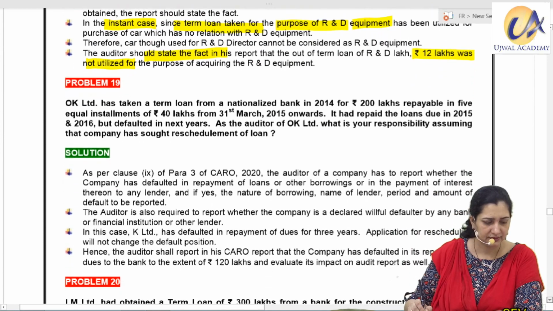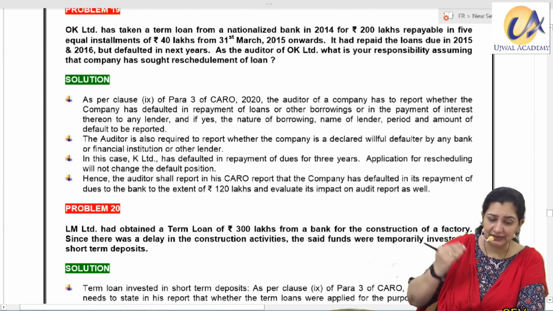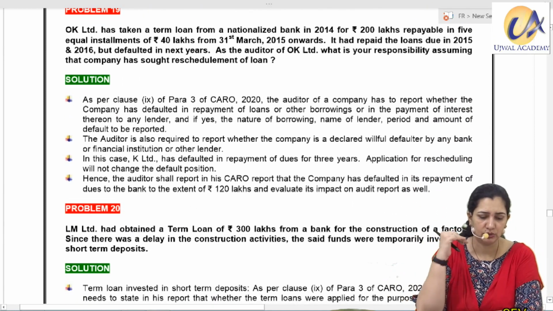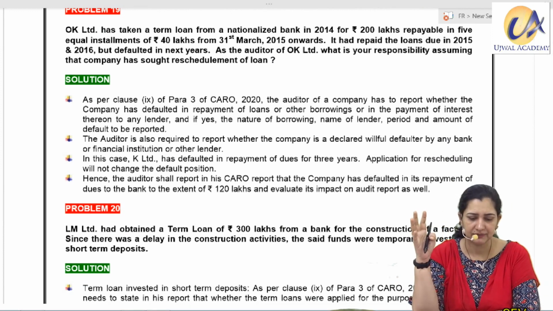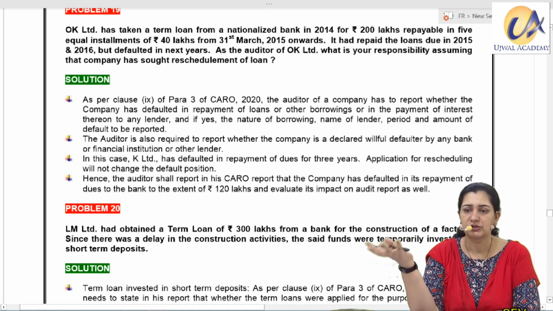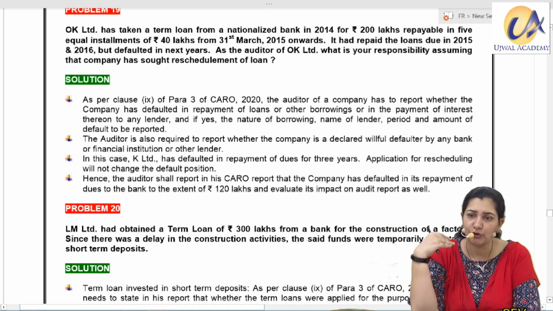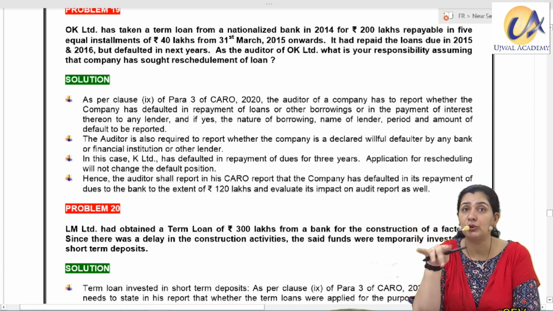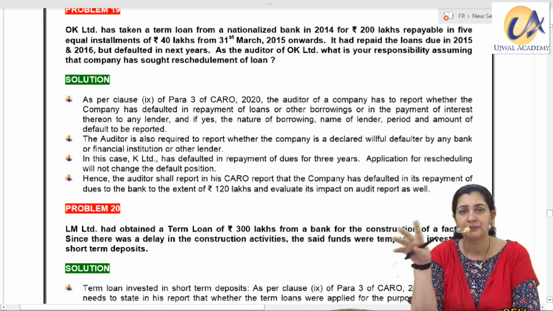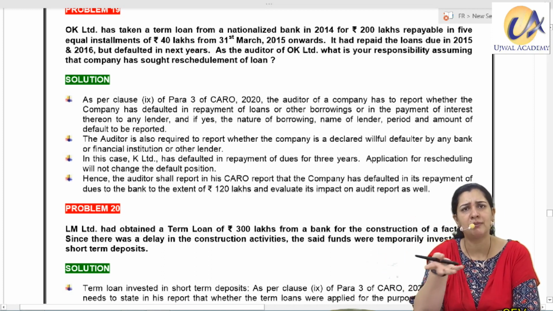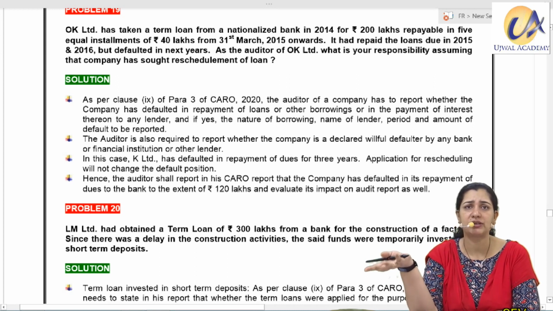Again, OK Limited had taken a term loan from a nationalized bank for 200 lakh, repayable in 5 installments. It had repaid the loan due in 15 and 16 but defaulted in the next years. So loan taken and defaulted. What is your responsibility as auditor? Whether the company has taken loans, are they regular in making the payments? If not, give the details of the amount and the period for which the amount is outstanding.